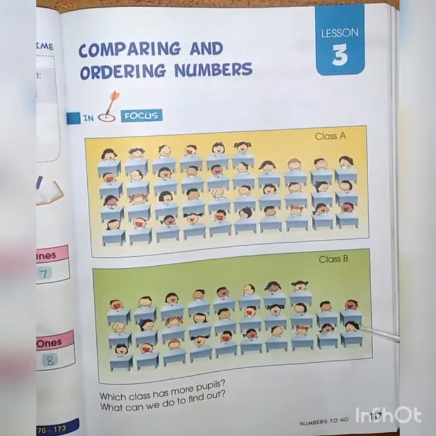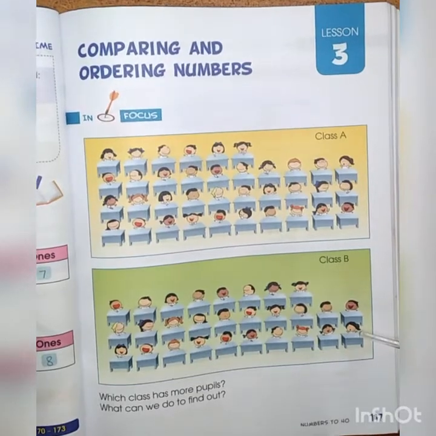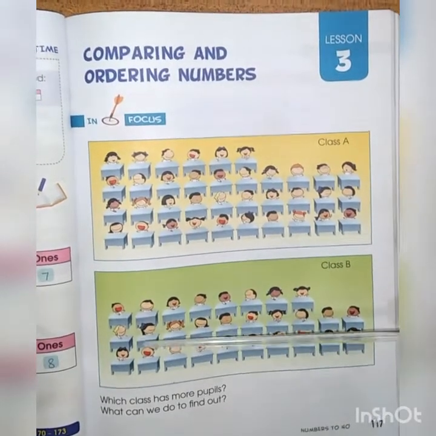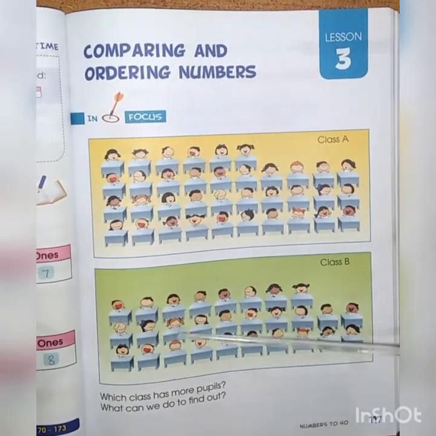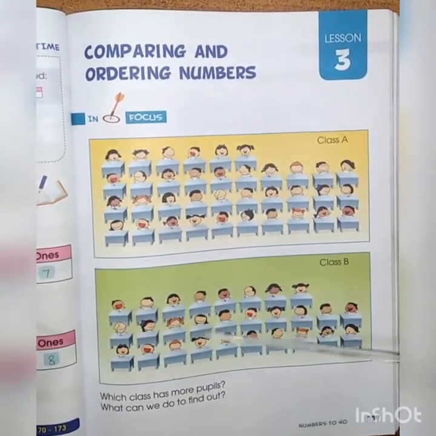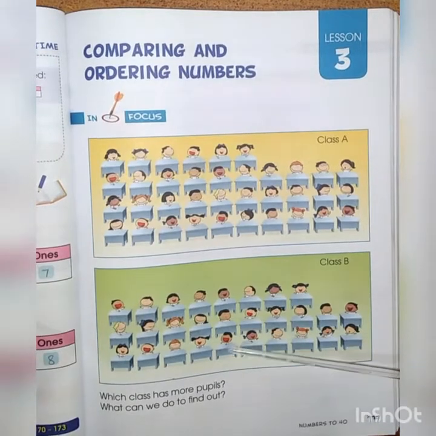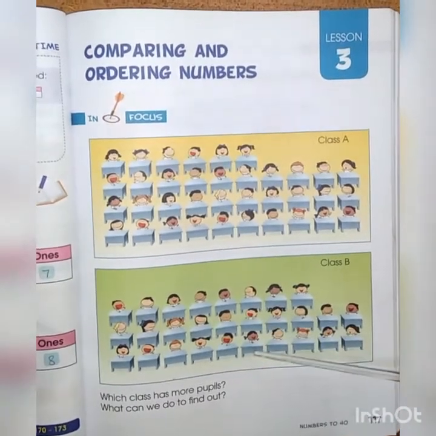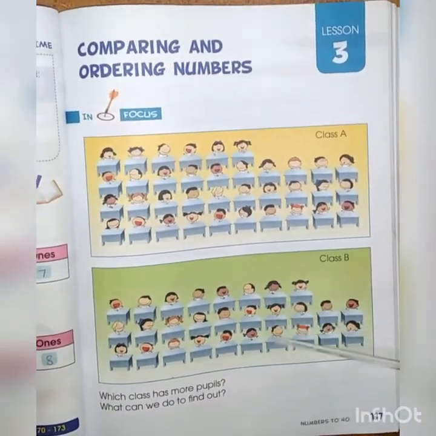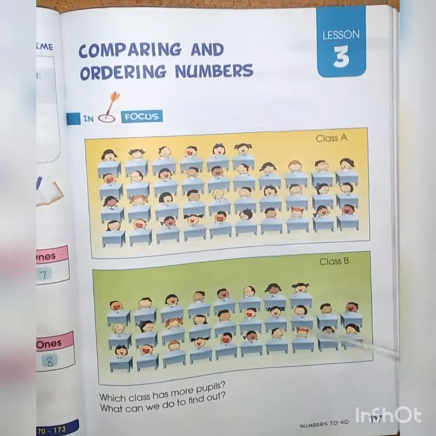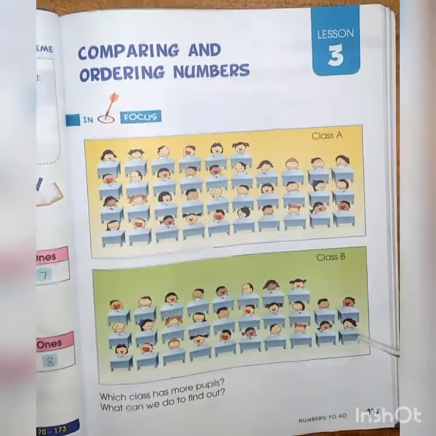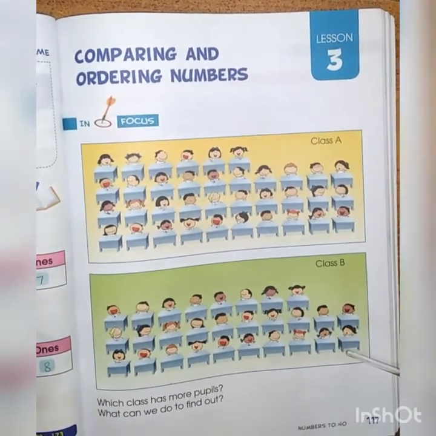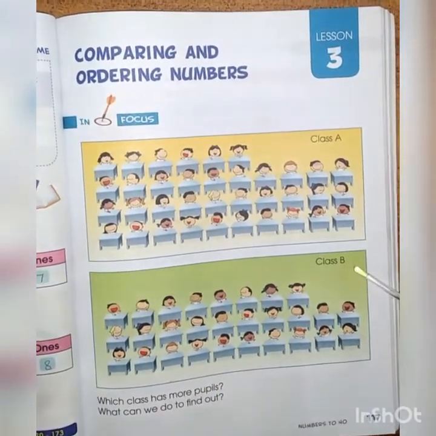Okay, now we'll see the number of students in class B. Let's start counting: 1, 2, 3, 4, 5, 6, 7, 8, 9, 10, 11, 12, 13, 14, 15, 16, 17, 18, 19, 20, 21, 22, 23, 24, 25, 26, 27 and 28. 28 students are present in class B.